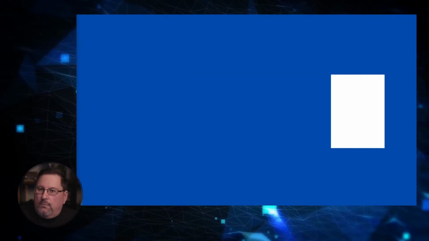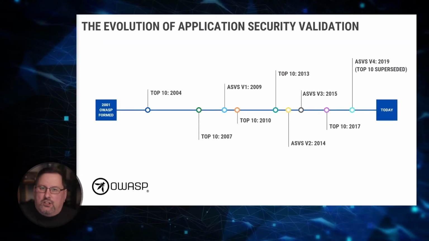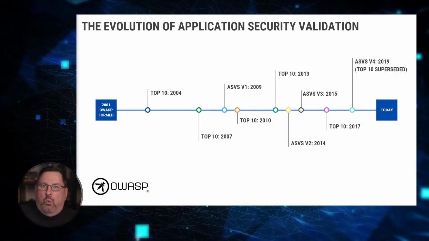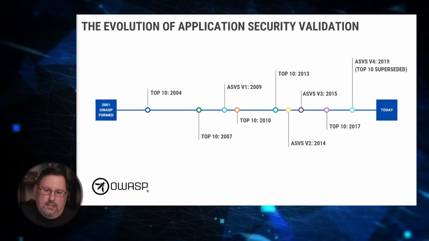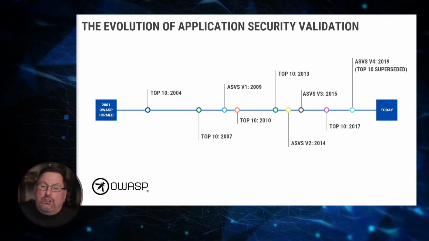Well, if you know anything about OWASP, that's what we're all about, right? The Open Web Application Security Project. It was founded back in 2001. And one of the first pieces of guidance that was published was the OWASP Top 10. That was back in 2004.